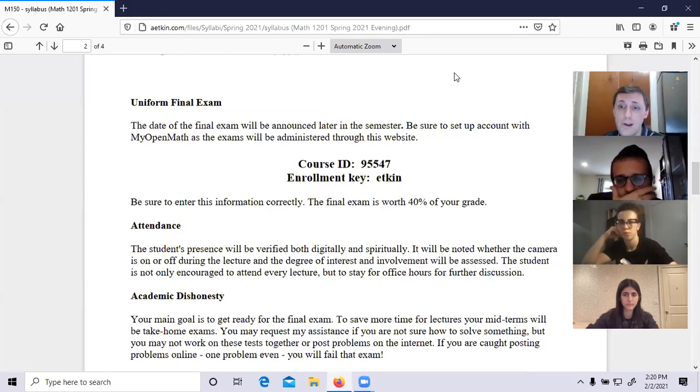Good? So here is what you have to do, guys. You have to open up an account with My Open Math, and this is the course ID. And you have to write my last name to register with me. Make sure to write this information and not your name, otherwise you will not see my class, okay? You register, you have the course ID, and you write Etkin.